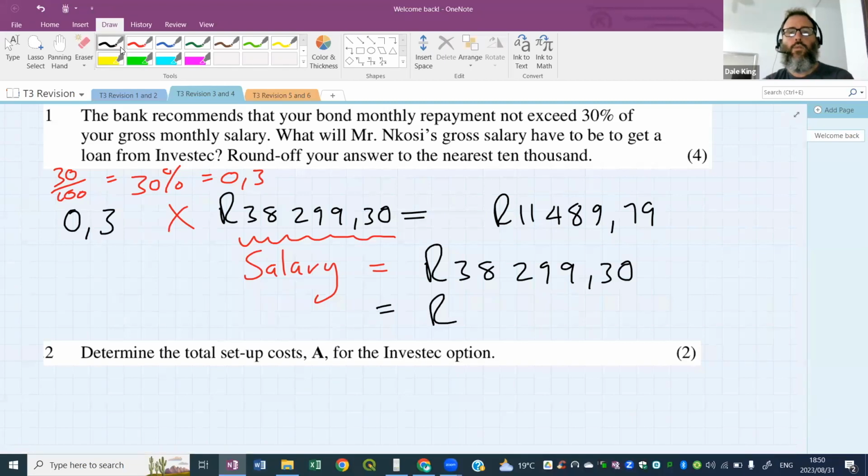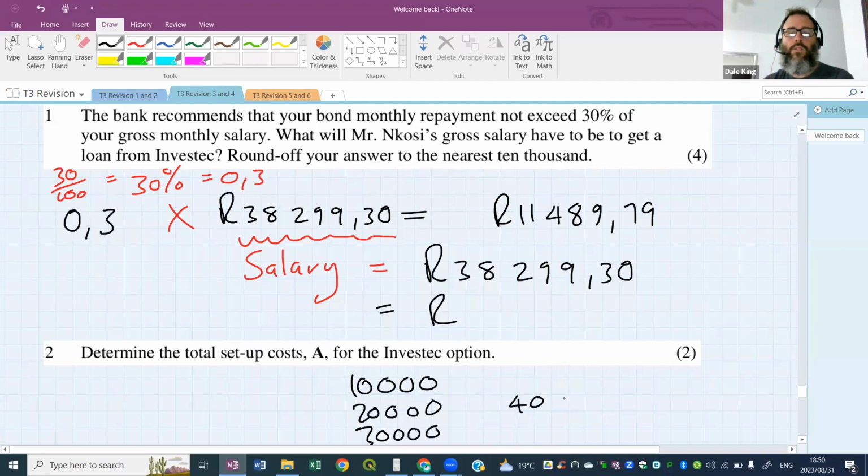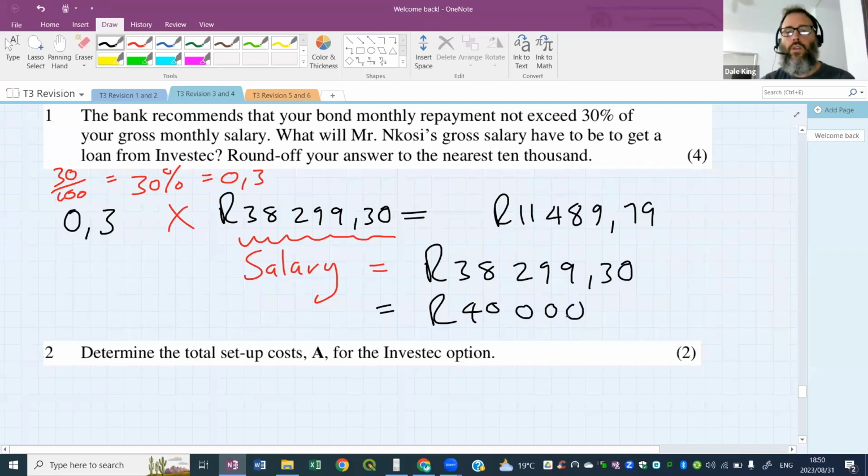So what's the closest 10,000? The 10,000s go up like this. There's 10,000, there's 20,000, there's 30,000, then there's 40,000, and then there's 50,000 and 60,000. So which one of these must we be closest to? 40,000, sir. All right. Yes, it's 40,000. That's the nearest 10,000. Well done. Thank you. Thanks for that. Good job. All right. Excellent.